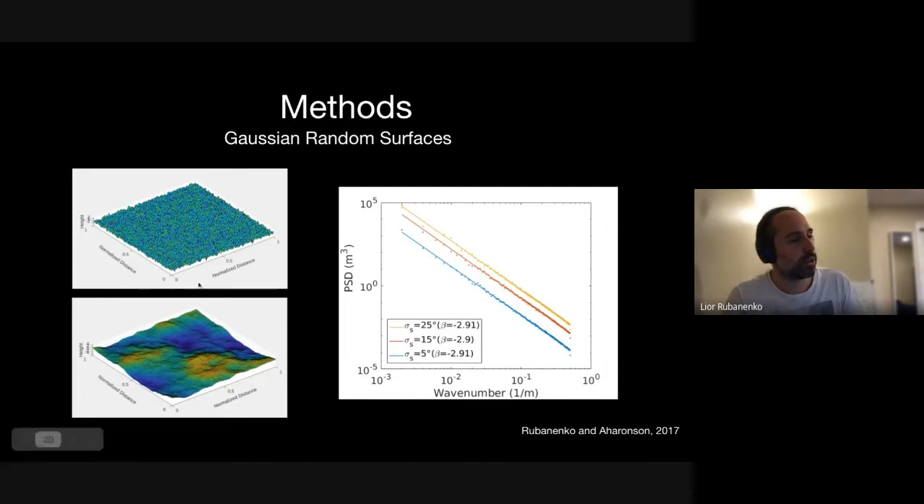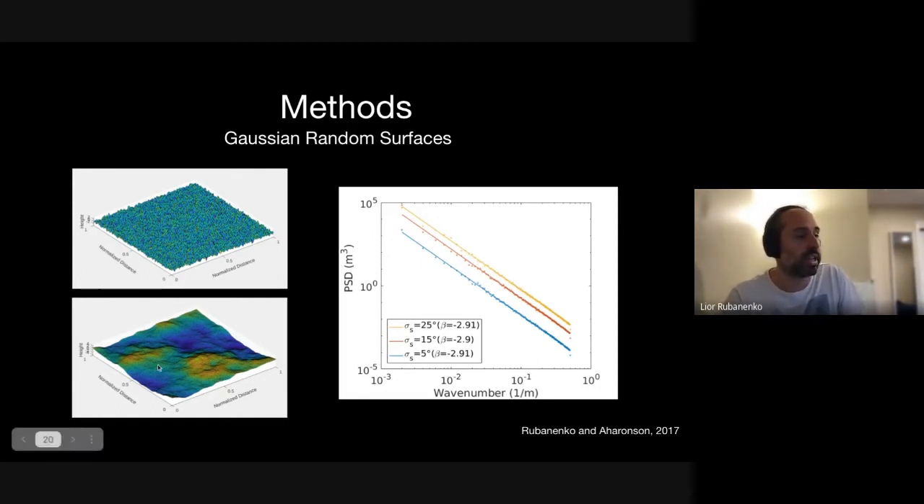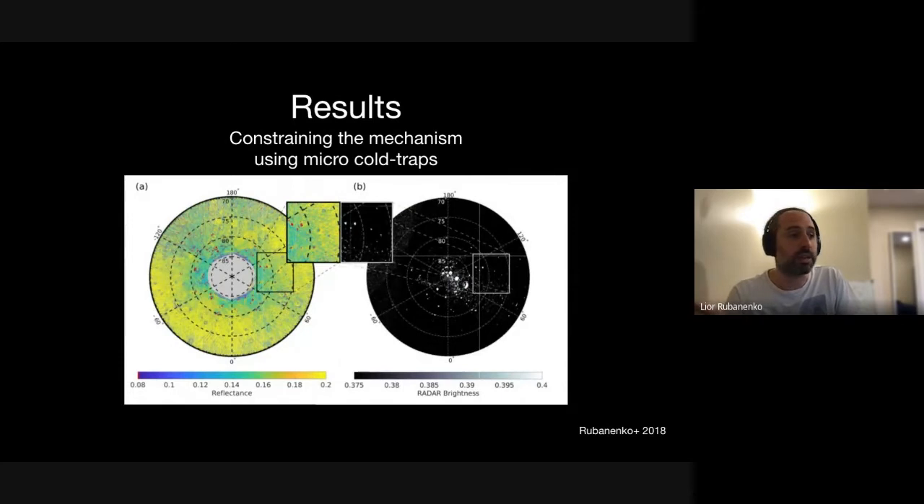And to make them, you start with a 2D distribution of random Gaussian numbers, and you shape their power spectral density to be that of a power law, basically. And when you do that, the slope of the power law and the height of the PSD above the x-axis would dictate how the surface would look. The end result, as you can see here on the bottom, looks a lot like rough topography. And this tool allows us to investigate cold traps on scales much smaller than the scales at which we can resolve the topography using spacecraft data.